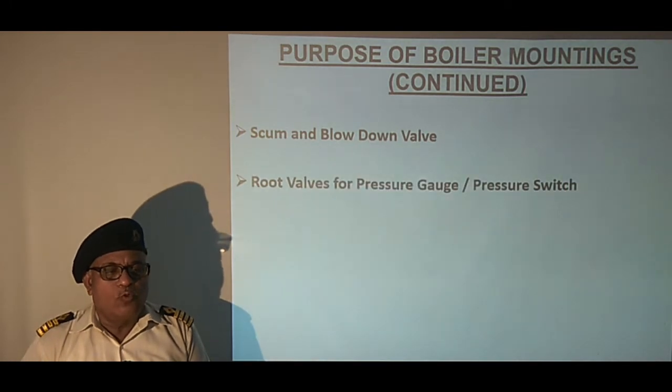Next we have root valve for pressure gauge or pressure switch.